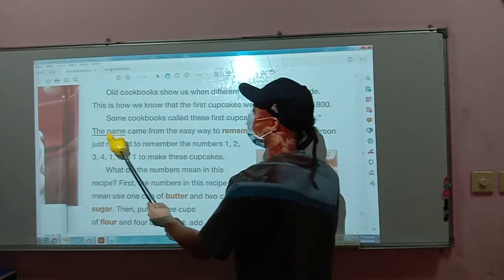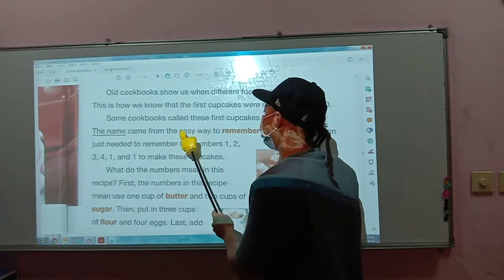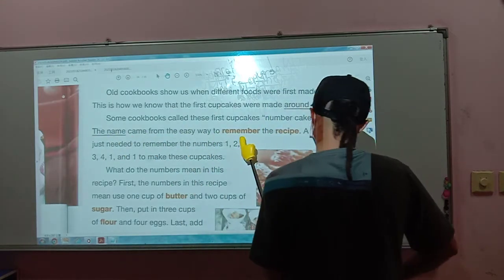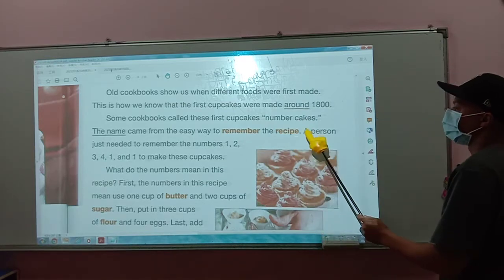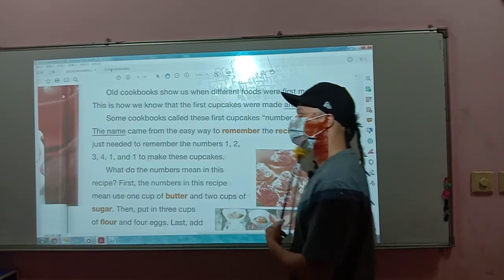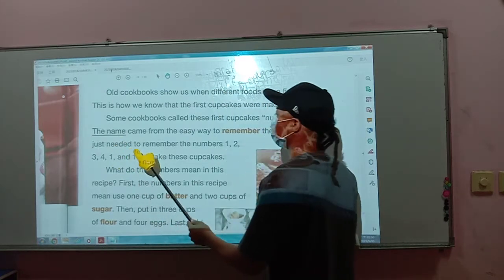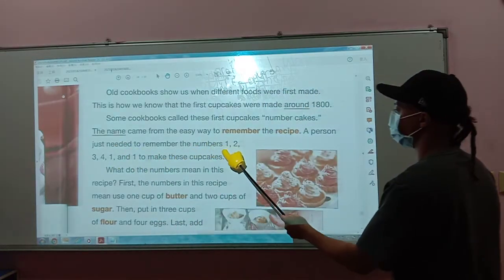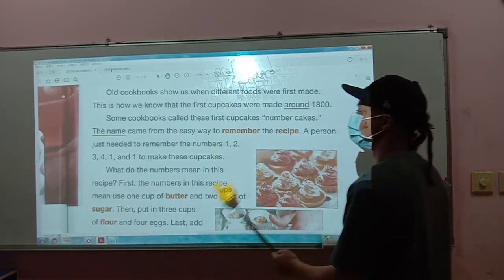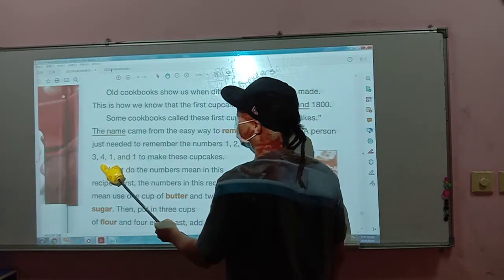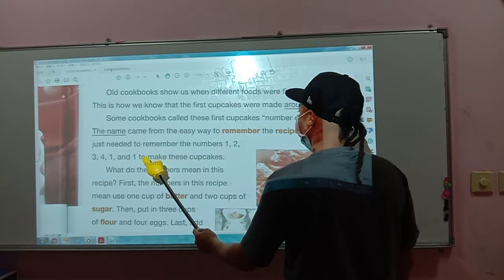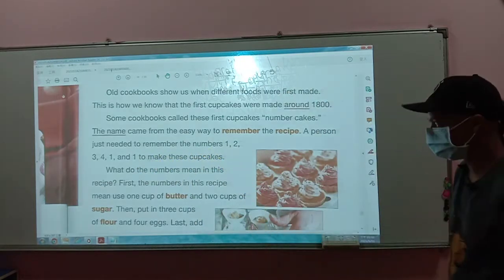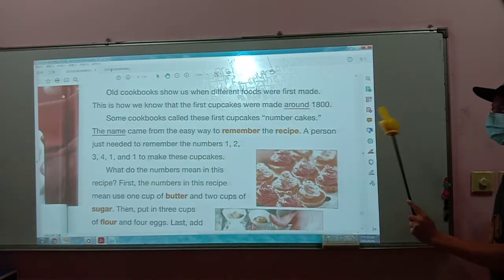So the name came from the easy way to remember the recipe. A person just needed to remember the numbers 1, 2, 3, 4, 1, and 1 to make these cupcakes. Okay, so let's read that again.